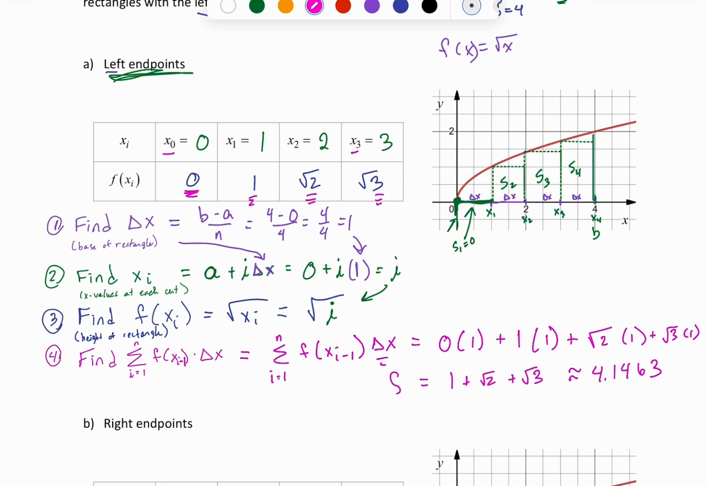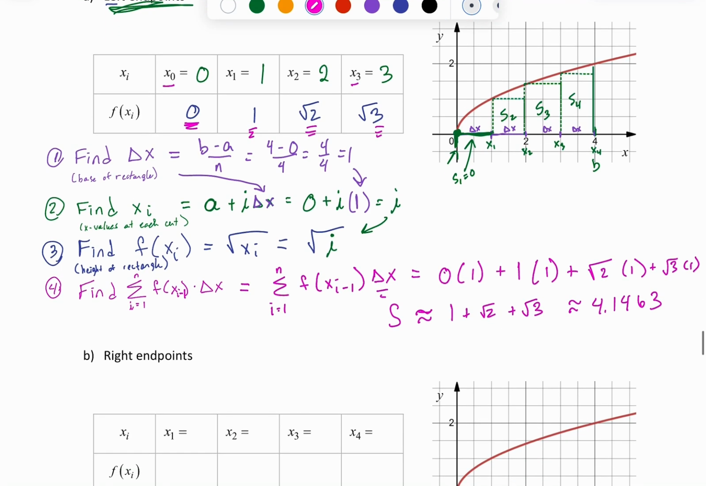So again, this is an estimate, because as you can see from our rectangles in the picture, all the rectangles are actually below the curve. So there's all this space that we missed. So it is going to be an underestimate of our actual area.